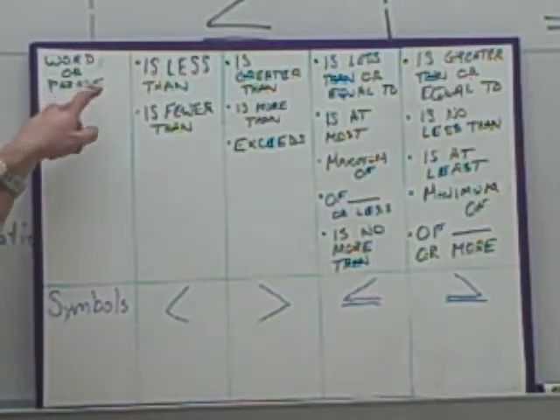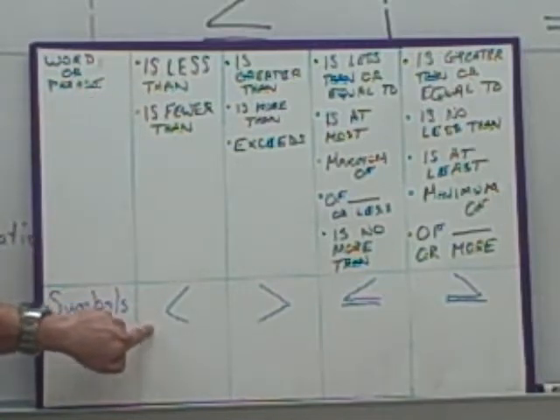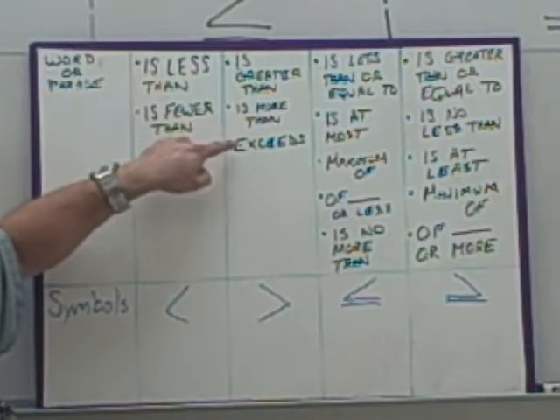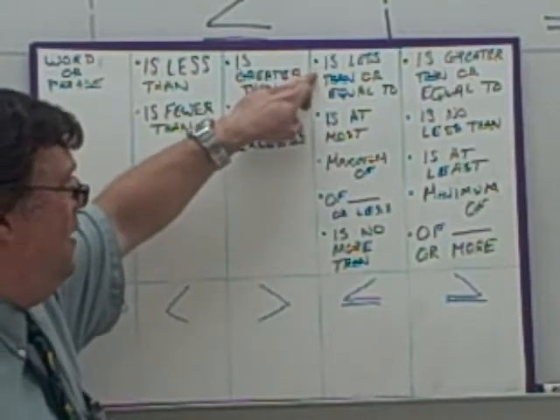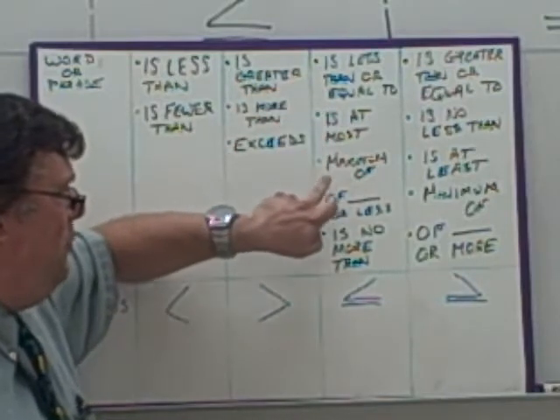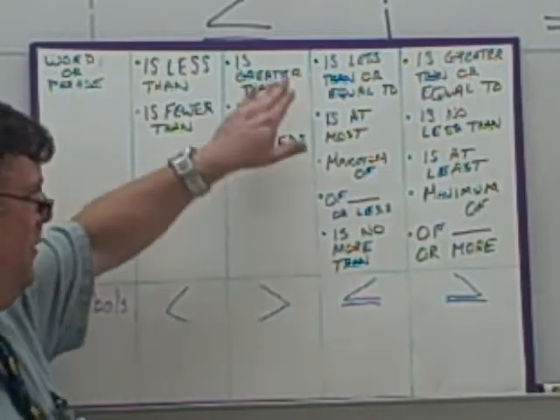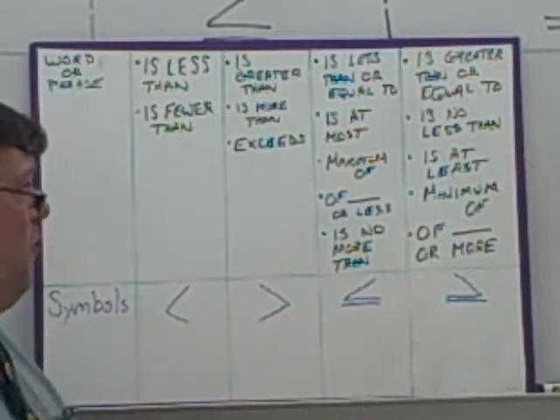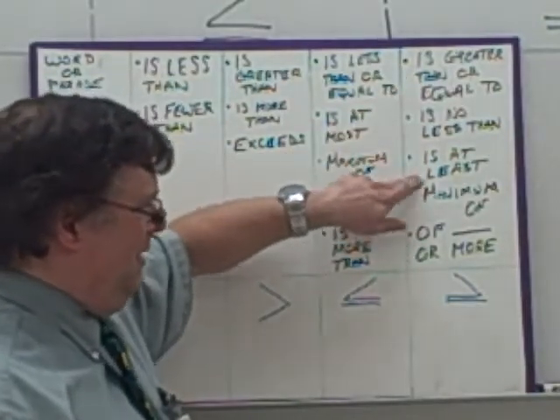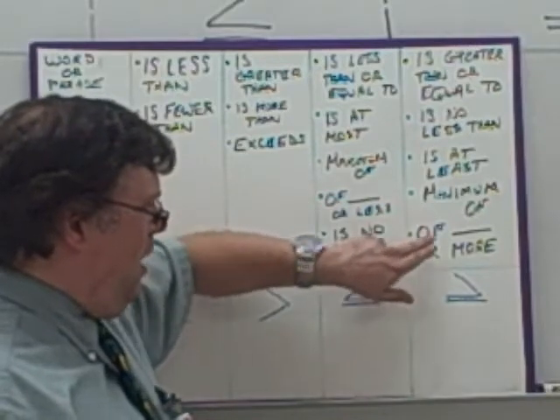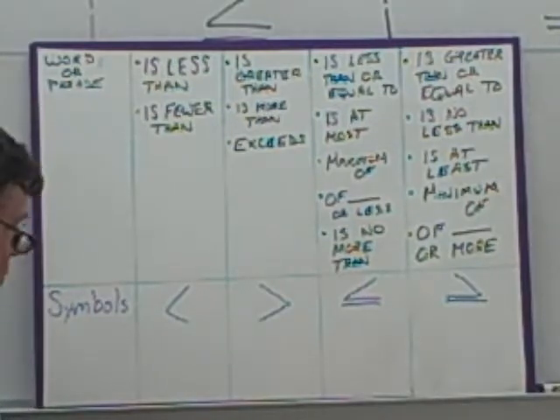All right. Word or phrase, if you have is less than or is fewer than, it indicates a less than symbol. If you have is greater than, is more than, or exceeds, those words indicate a greater than symbol. Is less than or equal to, is at most, maximum of blank or less, is no more than. These are key phrases for less than or equal to. Is greater than or equal to, is no less than, is at least, a minimum of blank or more. Those are key words for greater than or equal to.